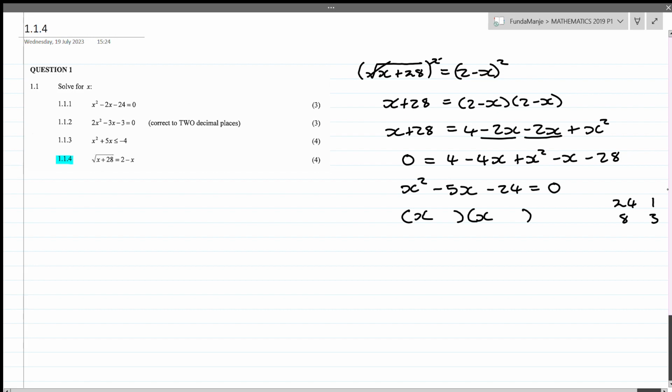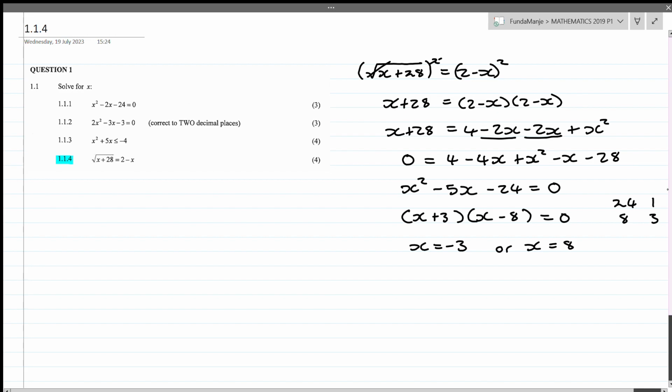So here what we're going to say is x plus 3 and x minus 8 is equal to 0, like that. If we say 3 minus 8, it gives us minus 5. If I say 3 times negative 8, it gives us minus 24. So this works. Then my answer is going to be x is equal to, if you say x plus 3 is equal to 0, then to get 3 to the other side, you get minus 3. Or in this case, you would get x is equal to positive 8.